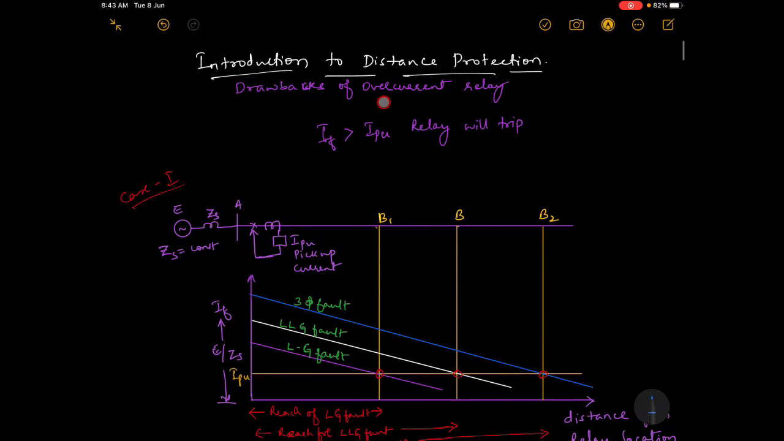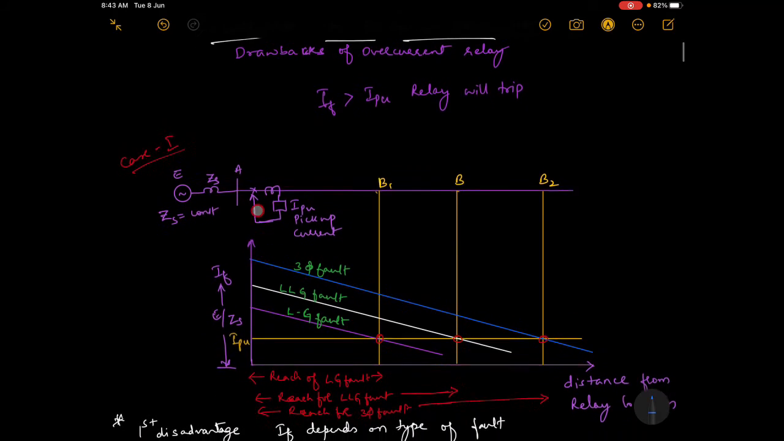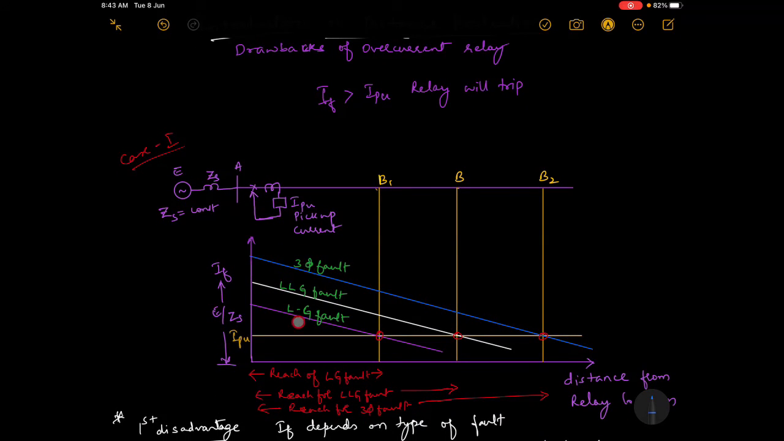So there were some drawbacks of the overcurrent relay. The drawback was that it was dependent on the type of fault. If the fault is a three-phase fault, then the fault current would be maximum, and as the length increases, the impedance also increases, so the fault current would decrease. So for the maximum fault, that is the three-phase fault, where the maximum fault current is there, it would reach the maximum distance, so this overcurrent relay would cover the maximum distance, right?